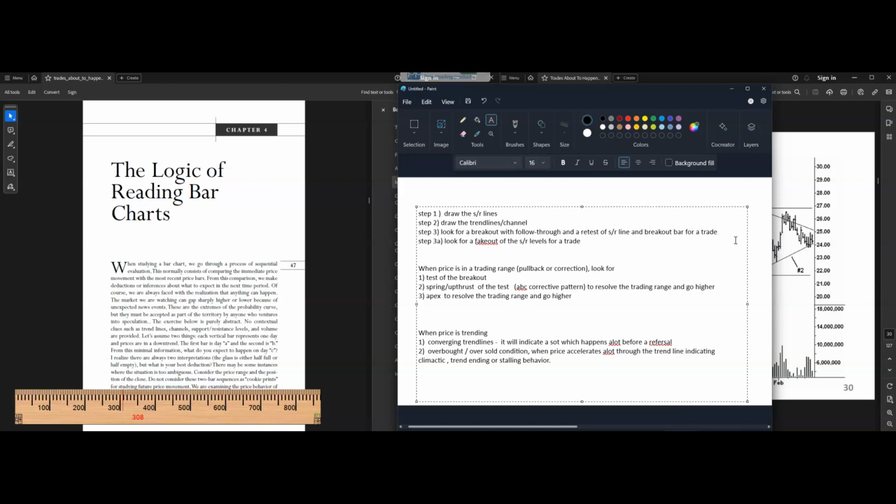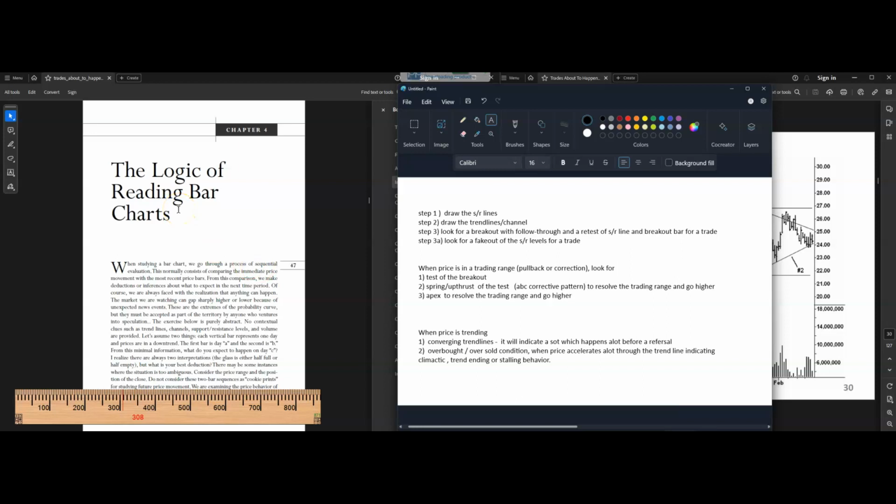All right, so in the trading range, what are you looking for? Pullbacks. You're looking for, obviously, the test of the breakout so you get a trade on. And you're also looking for springs and upthrusts along with apexes. Why? They resolve the trading range in order for it to go higher or lower. When price is trending, do this. All right, so that's what we've gone over so far.